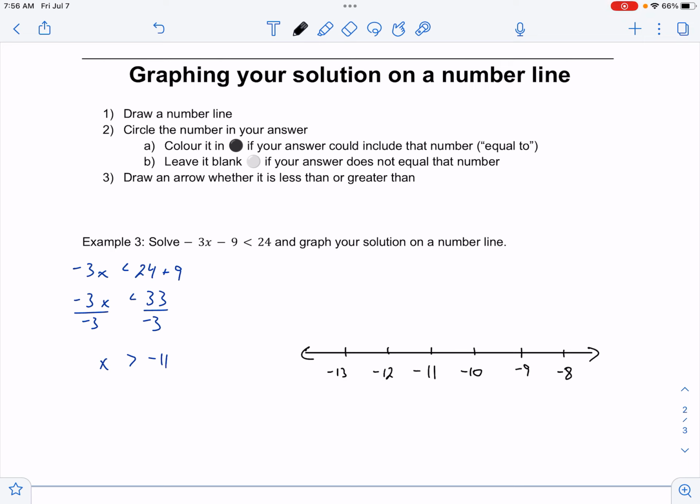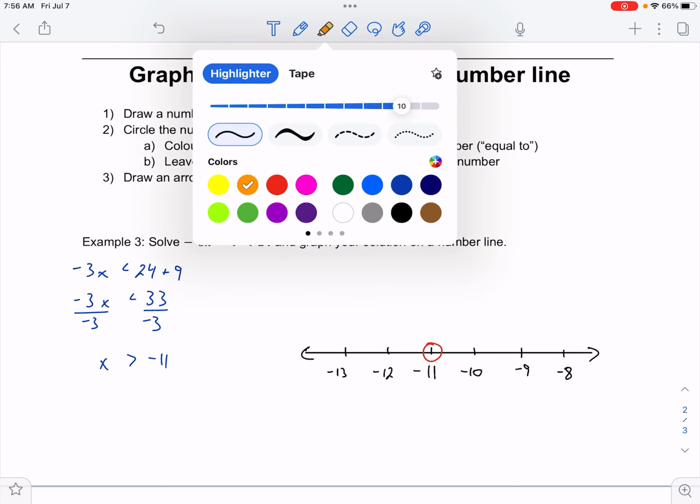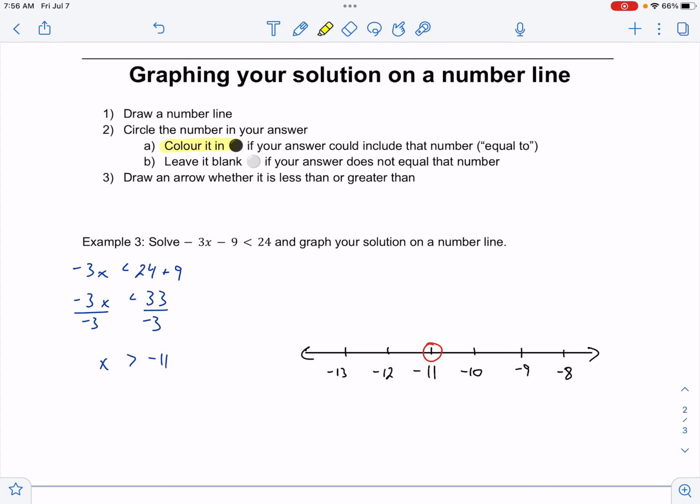Now, my answer is negative 11, so I'm going to circle that. Quite literally, circle the negative 11. And then there are two options here. Option number 1: I need to color my circle in if my answer could include that number, if it includes the equal to. Otherwise, I need to leave it blank if my answer does not equal that number. In this case, I do not have an equal to sign as a part of this, so I need to not color it in. I'm just going to leave it as an outline.